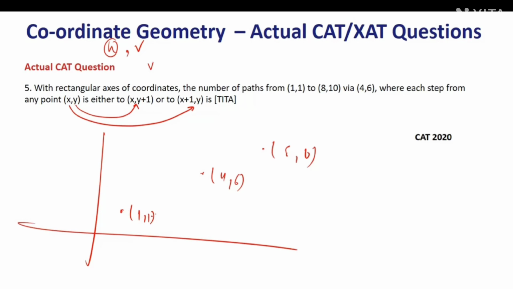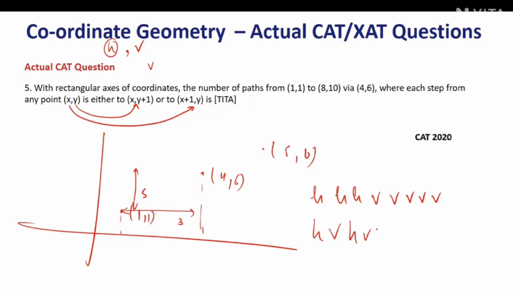Now between 1 comma 1 and 4 comma 6, here you have 1 comma 1, here you have 4 comma 6. Horizontally this is 3 units apart and vertically this is 5 units apart, right? So you have 3 horizontal and 5 vertical steps. You can go horizontal or vertical, and you can arrange the steps as you want. You can go one horizontal, then one vertical, horizontal, vertical, horizontal, vertical, vertical, right?